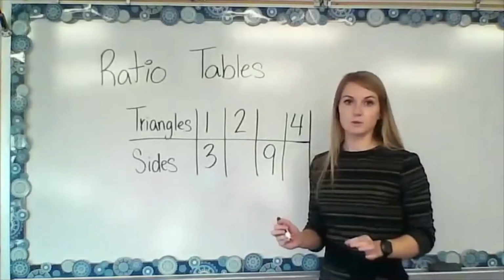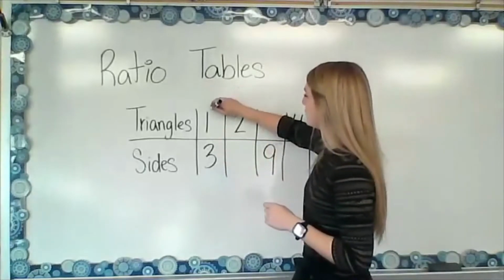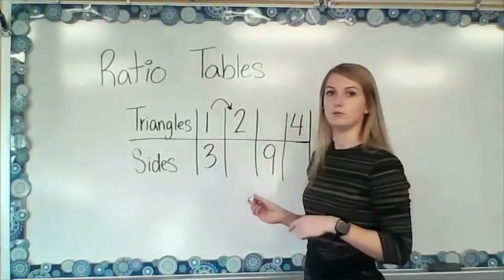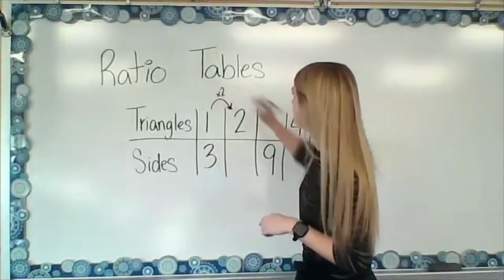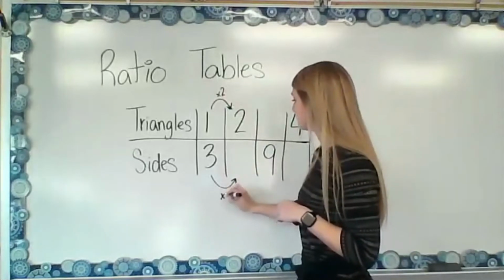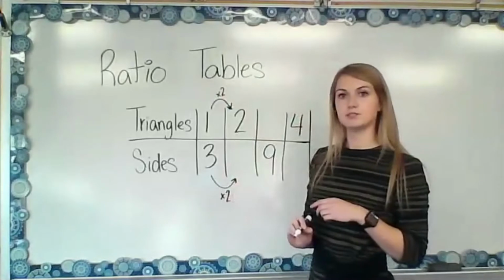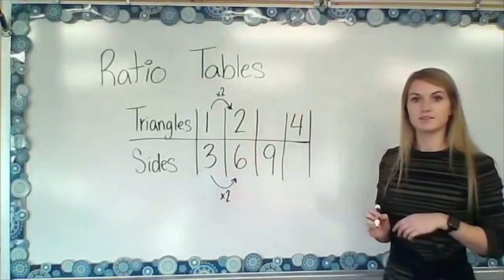But the easiest way to solve ratio tables is to ask yourself, how do we go from 1 to 2? Times 2, right? 1 times 2 is 2. So what's 3 times 2? 3 times 2 is 6. So we know that 6 is going to go there.